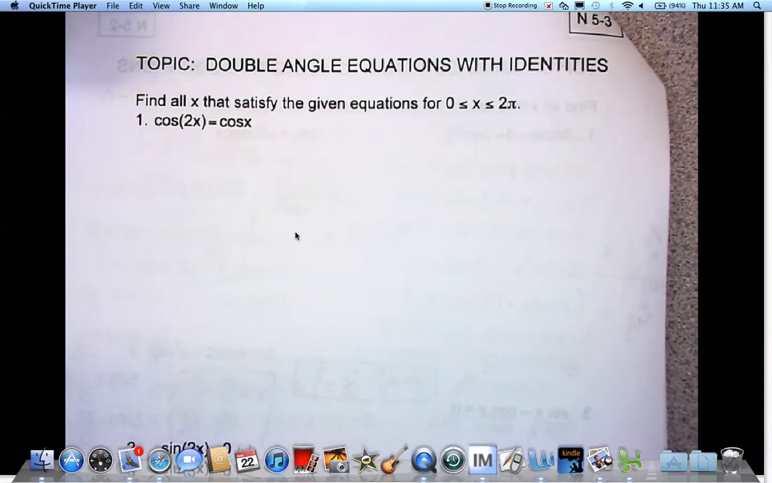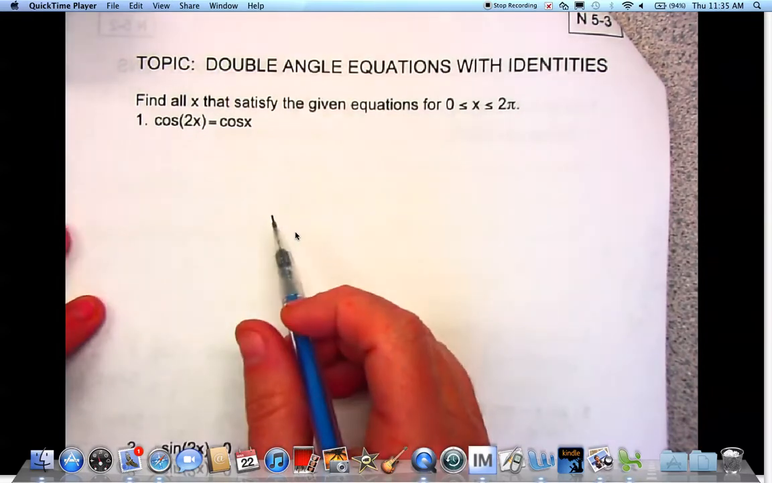I totally forgot the 2 in the test yesterday. Uh-oh. The 2 cosine, and I thought it was those identities. Yeah, so you got a question wrong? Oh, okay, never mind. I think you were right.